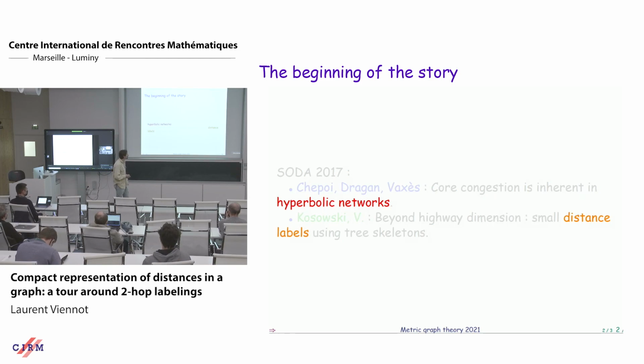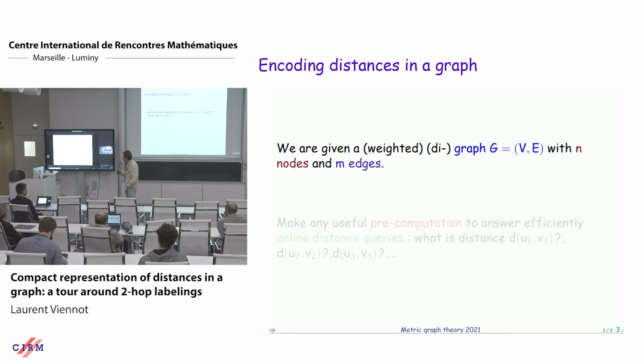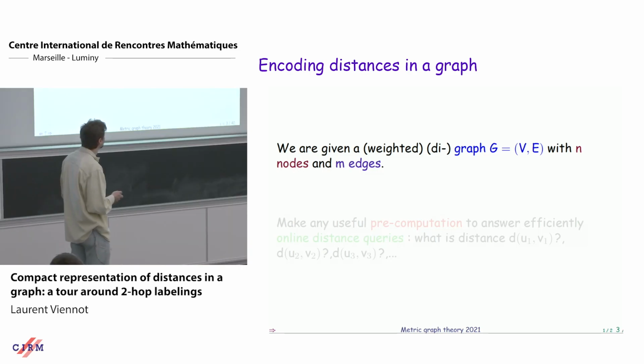But hyperbolic networks and distance labelings are two topics I share with Victor. And there has been a lot of talks about hyperbolic stuff, so let's have something about distance labelings. So what is a distance labeling? It's about encoding the distances of a graph.